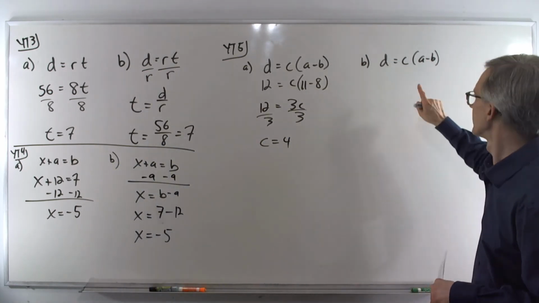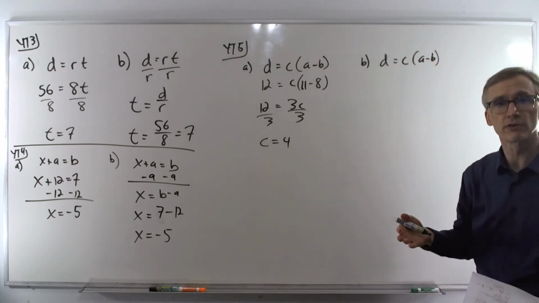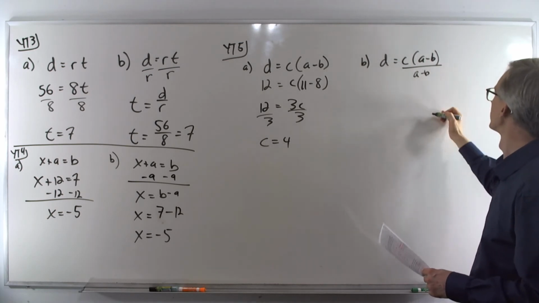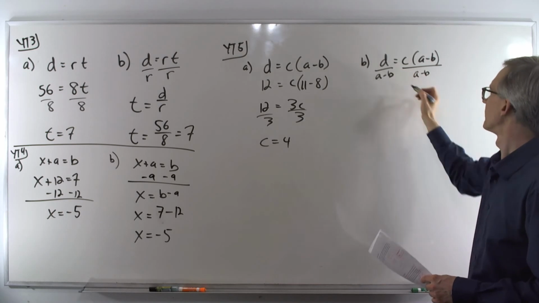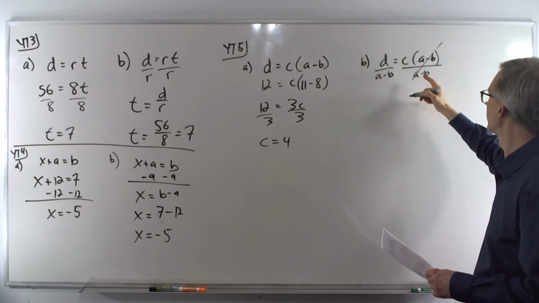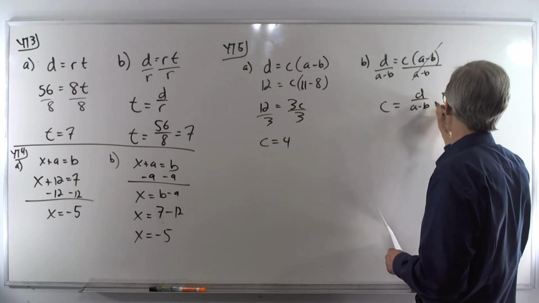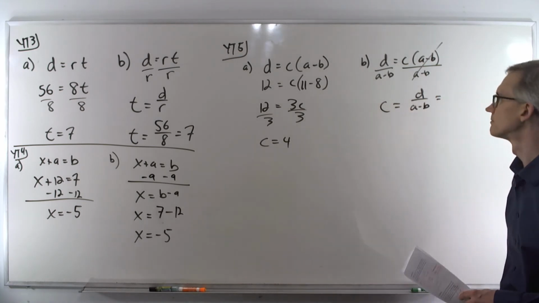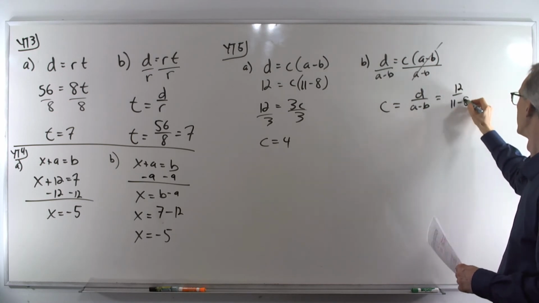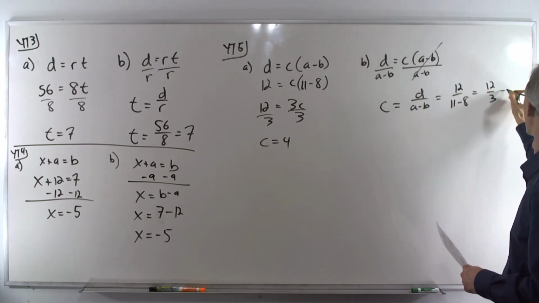Now here, we're going to go ahead and solve for c first. We have this multiplied by a binomial. It's okay to divide both sides by a binomial, no problem. We can divide this side of the equation by a minus b, and divide this side by a minus b. The a minus b's cancel on this side, leaving just c. So we end up with c equals d over a minus b. Now we can plug in values. Now we got 12 for d, 11 for a, and 8 for b. Which is 12 over 3, or 4.